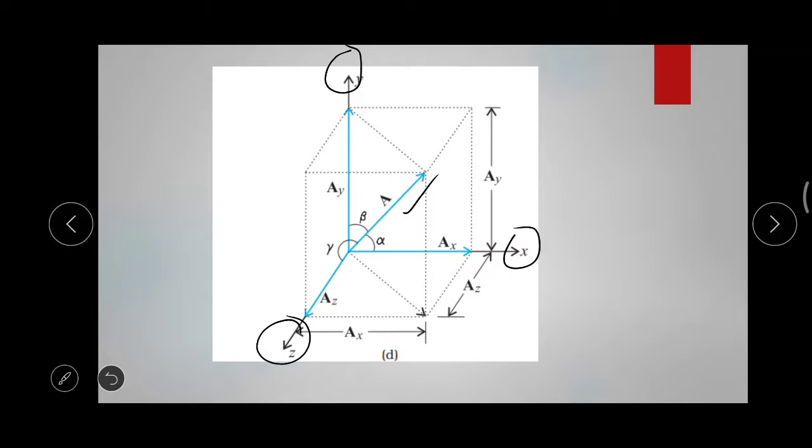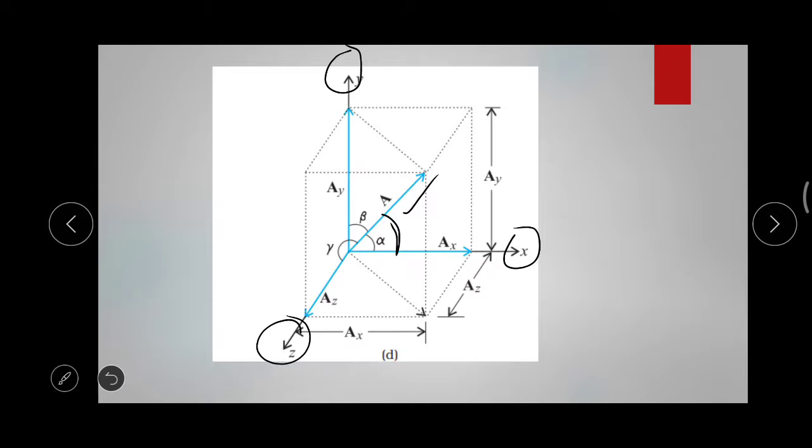The angle between the vector A and the x axis is alpha. So the magnitude of Ax will be A cos alpha. We have studied that in the previous section, whenever we considered a vector in a plane, or a vector in 2 dimensions. So here the vector A is making an angle alpha with the x axis, so the magnitude of Ax will be A cos alpha.